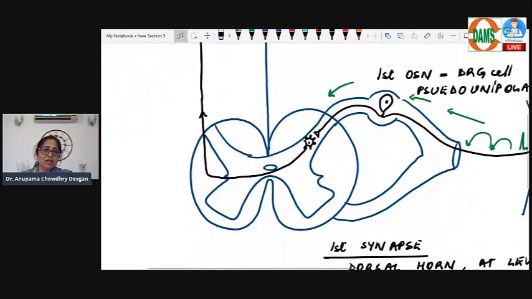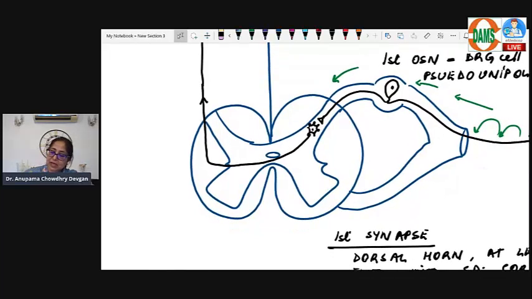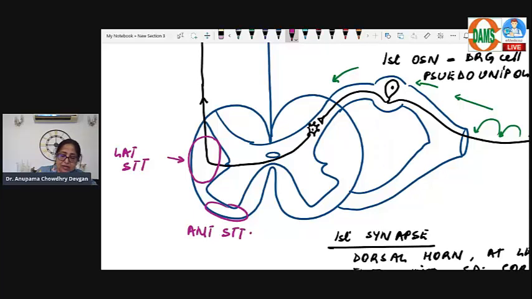Let us see the arrangement of the fibers in this tract. This is the lateral spinothalamic tract. And you have the anterior spinothalamic tract here. Remember, the lateral spinothalamic tract is meant for pain and temperature. Anterior spinothalamic tract: crude touch, itch, tickle, sexual sensations, barognosis. Okay?